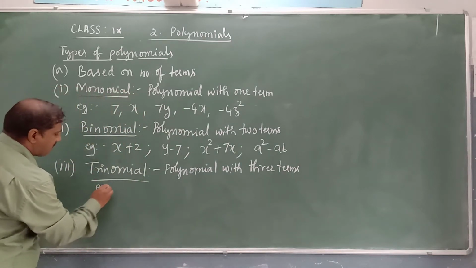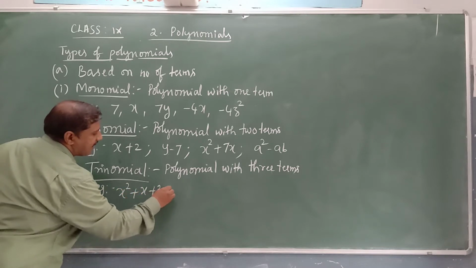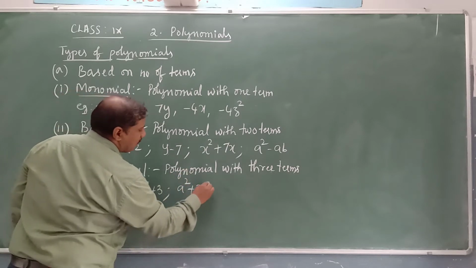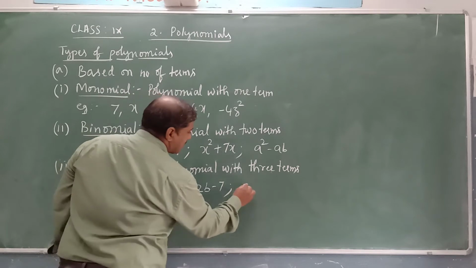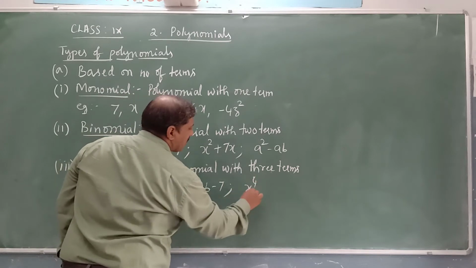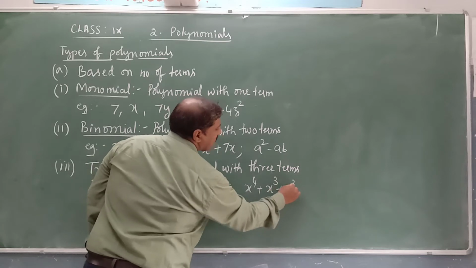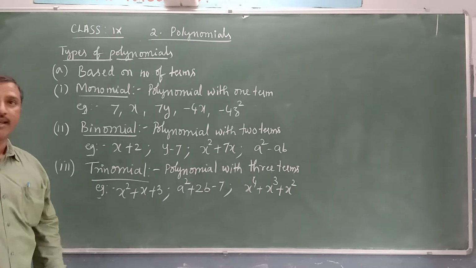Examples. You can give examples: x square plus x plus 3, a square plus 2b minus 7. You can give a number of examples. Now, x to the power of 4 plus x cube plus x square, etc. All these are examples of a trinomial.